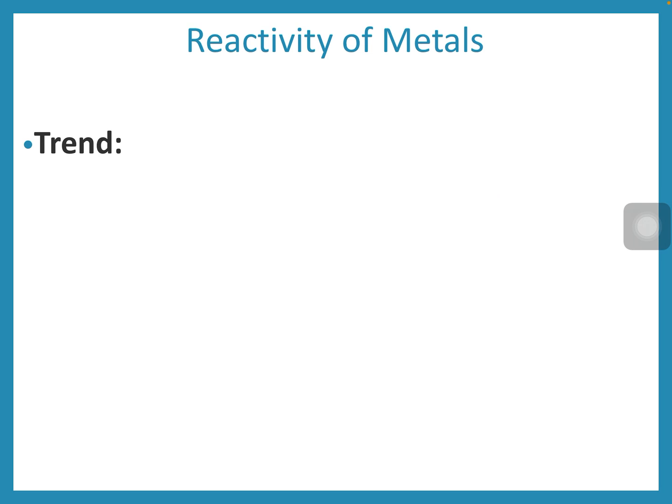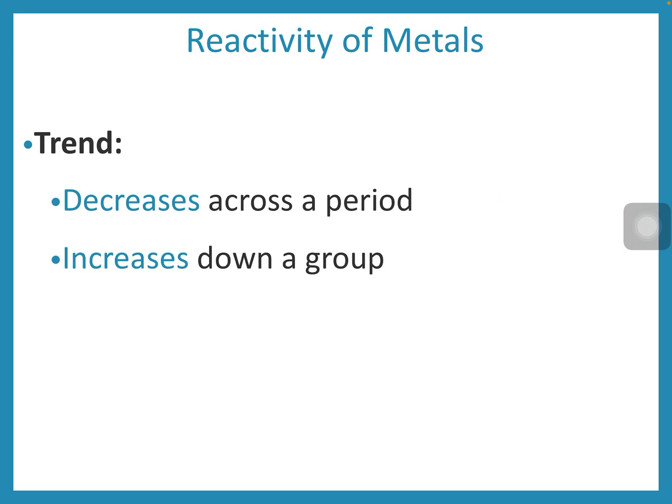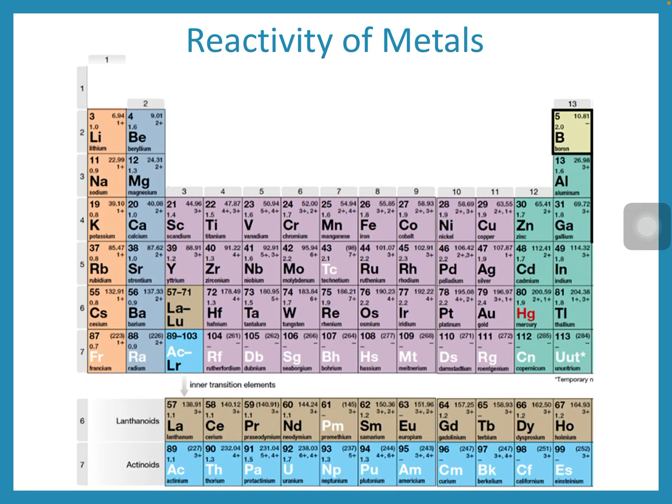Okay, last couple, so reactivity of metals, and then we'll look at nonmetals. So the trend for metals is there's a decrease in reactivity across the period and an increase as we move down a group. So as we take a look at our metals here, and I've removed hydrogen because that's not a metal. So as we move down a group here, the metals are going to increase in size.